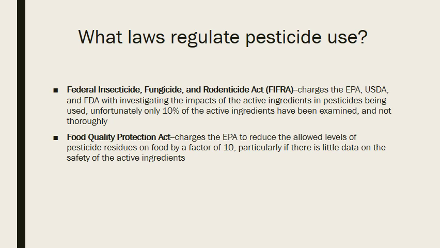Additionally, we have the Food Quality Protection Act, which requires EPA to reduce the allowed levels on pesticides by a factor of 10, especially if there is absolutely no safety data on the active ingredient of a pesticide that's used on a plant. We will talk again later about specific kinds of pesticides in terms of giving names to specific chemicals and talking about how they do what they do. For right now, you do not need to worry about that very much.